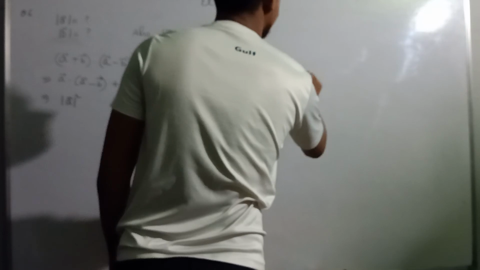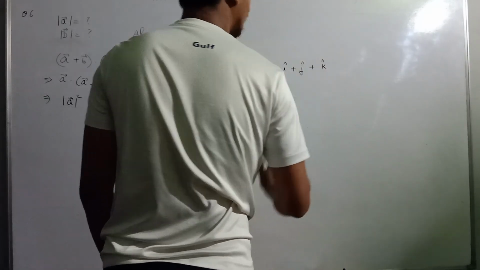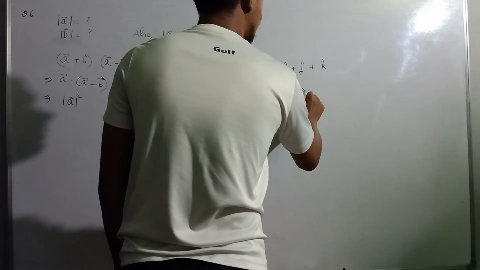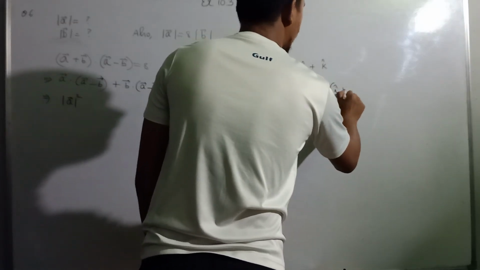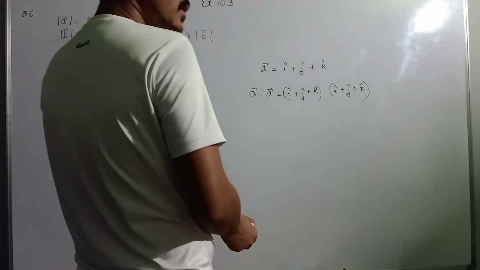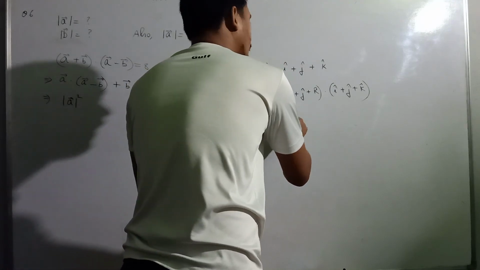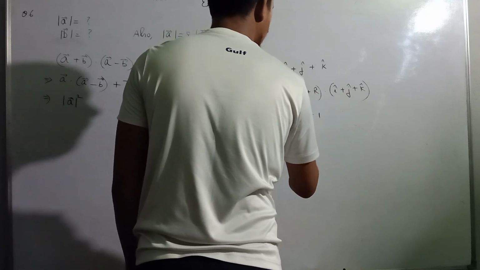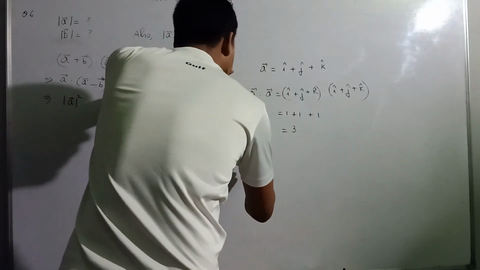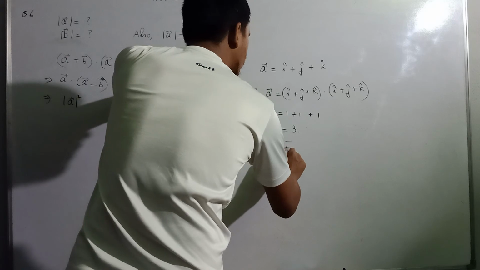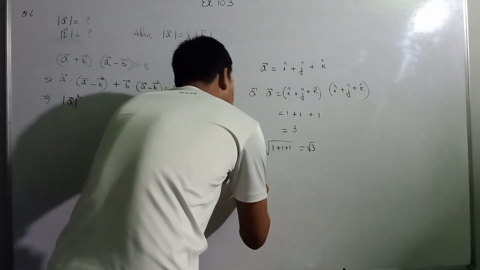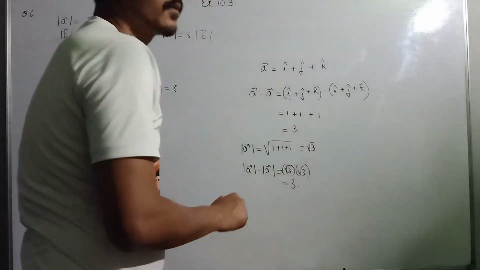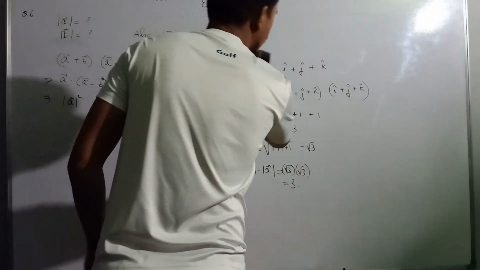Suppose A is I plus J plus K. Very simple. Then A dot A means I plus J plus K dot I plus J plus K, right? Yesterday we have seen I dot I is 1, I dot J 0, I dot K 0. J dot I 0, J dot J will be 1, K dot K will be 1. Now let's find out the magnitude of A. Magnitude of A means square root of 1 square plus 1 square plus 1 square, which is square root of 3. So magnitude of A times magnitude of A will be square root of 3 times square root of 3. So A dot A means magnitude of A square. Alright? Yes.